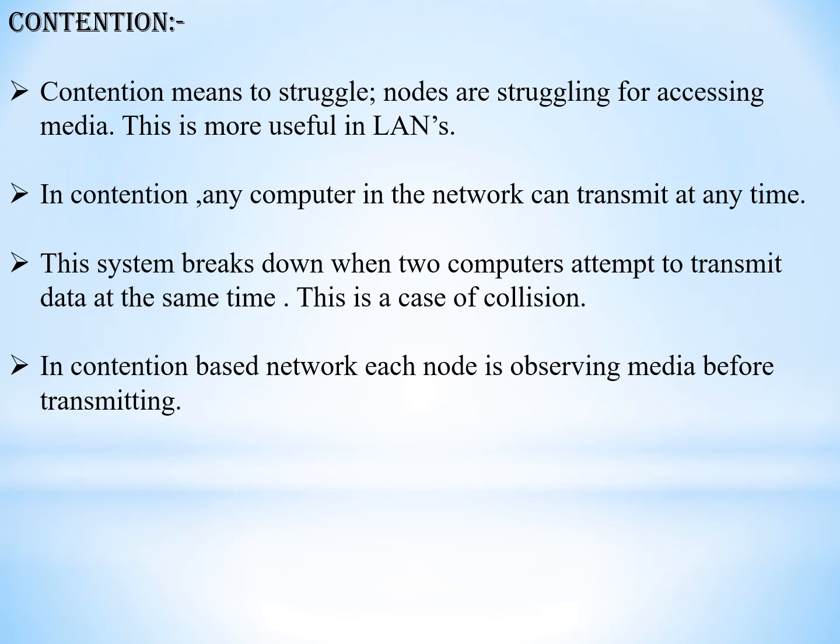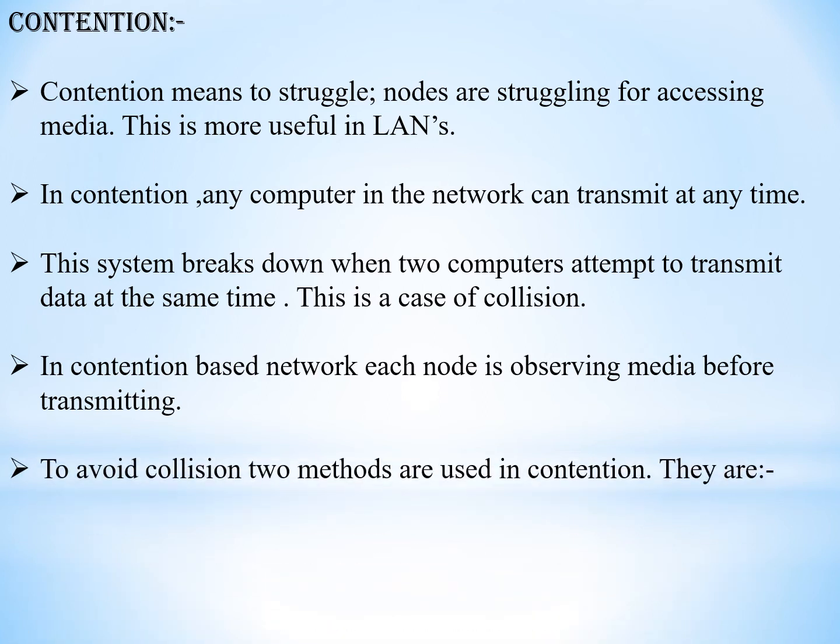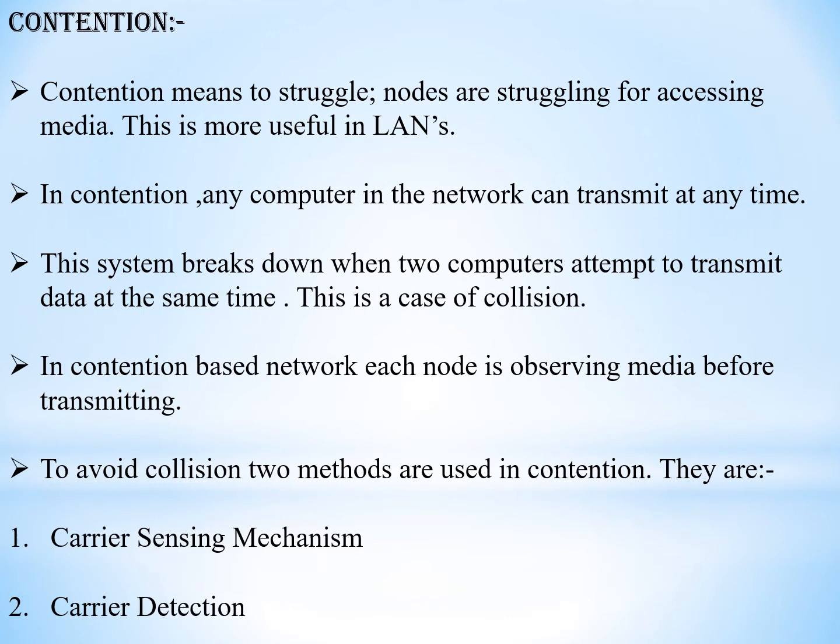In a similar way, each node in the medium will be observing the other nodes, whether they are transmitting or not. To avoid collision, two methods are used in contention. They are carrier sensing mechanism and carrier detection. Carrier sensing and carrier detection. So first let us learn about carrier sensing.